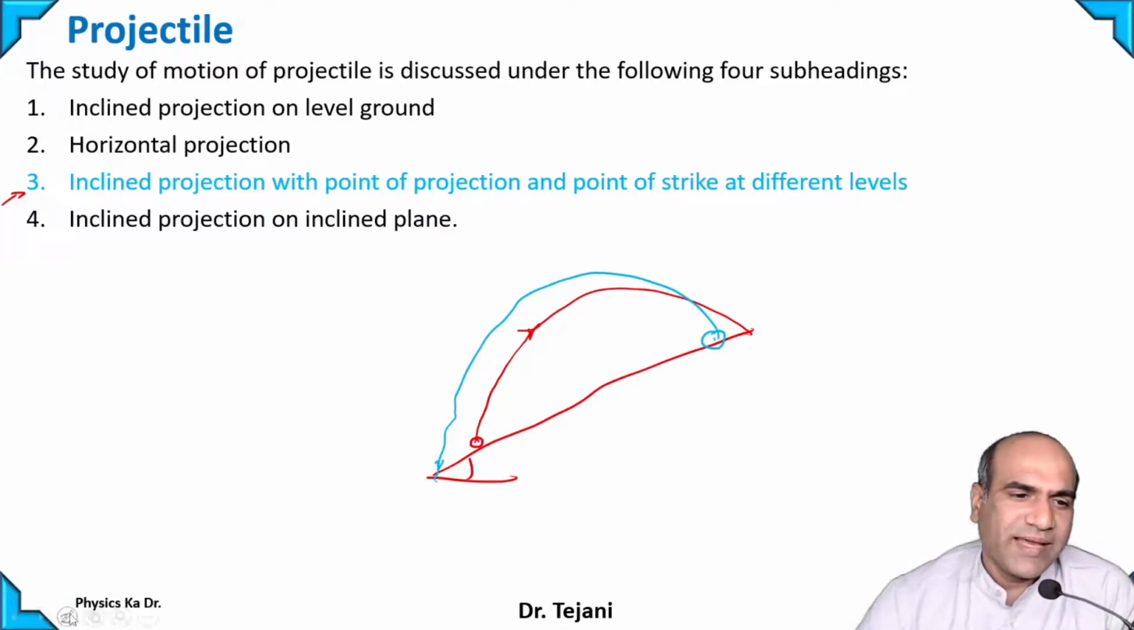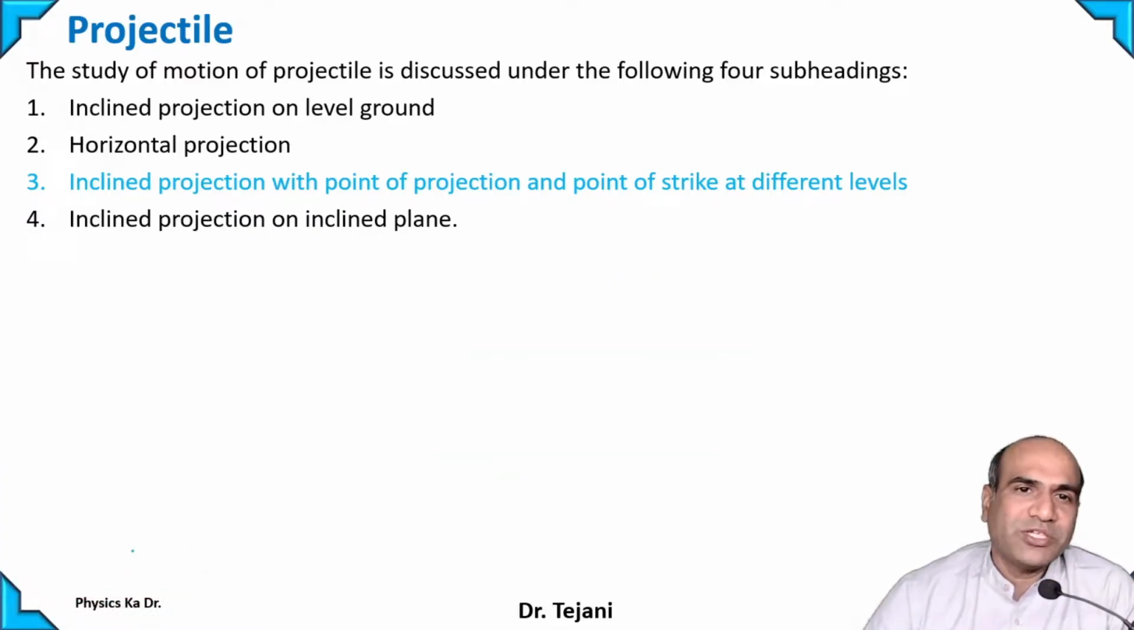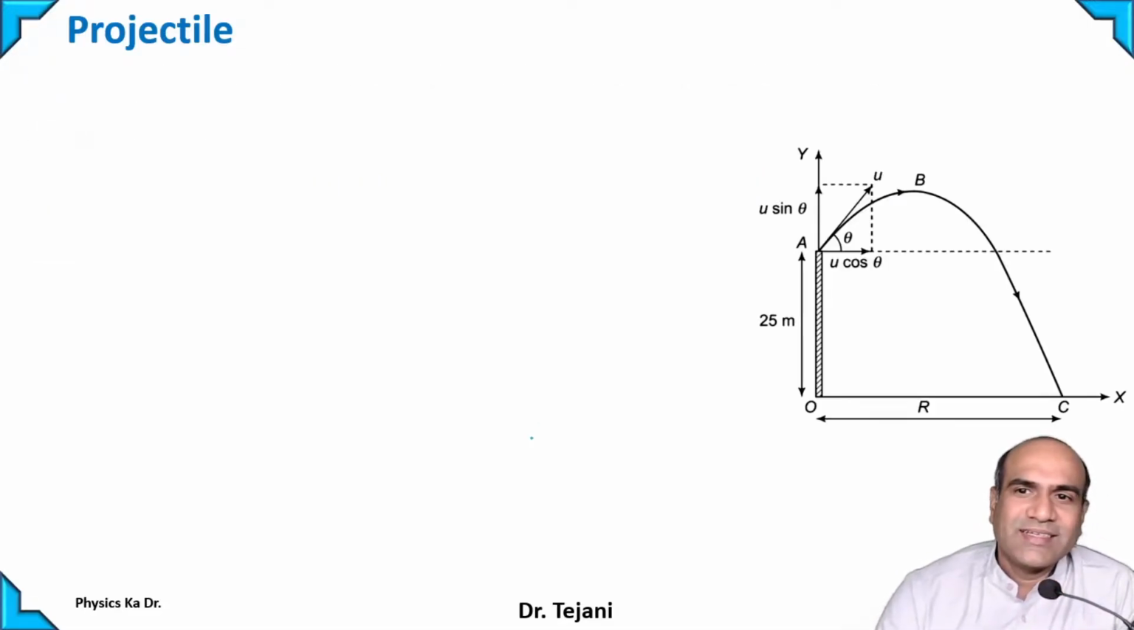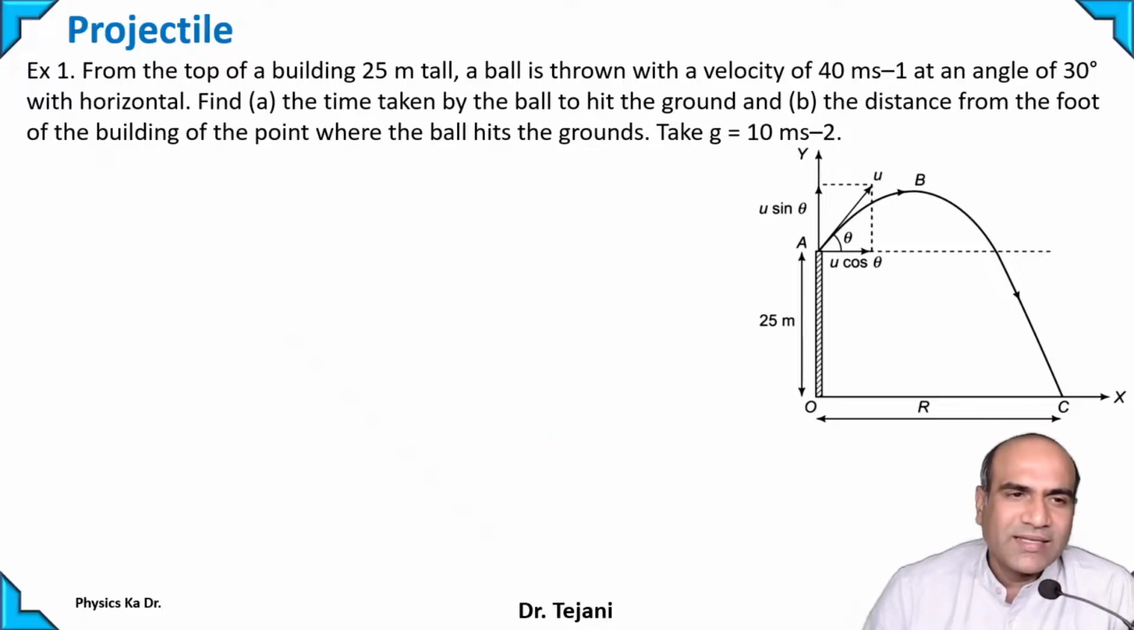So this will be the next part. But here we will be talking about inclined projection with a point projection strike at a different level. So how are we going to study this? By taking various examples. So let's have example number 1.